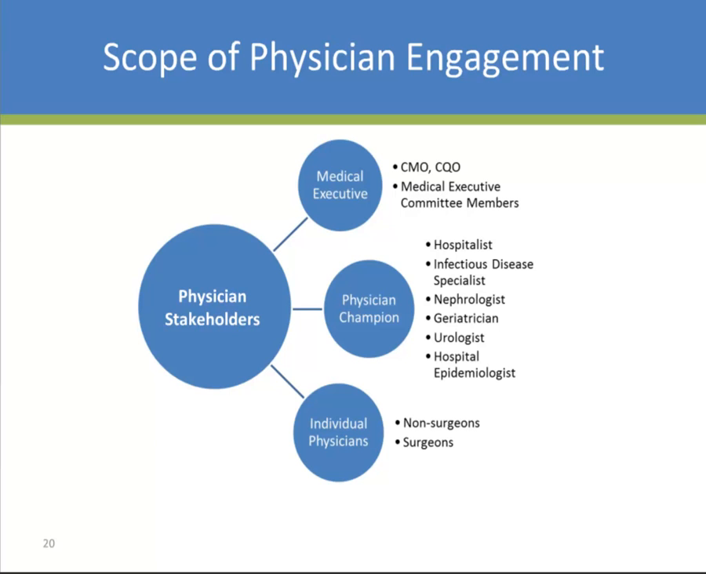So now let's look at the scope of physician engagement. There are three main types of physician stakeholders in the context of this project. The first is the medical executive, and this group consists of physicians who may be CMOs, DQOs, VPMAs, etc., as well as medical executive committee members such as the chair of medicine and surgery. Then we have the physician champions, who are, of course, the doctors with whom you'll work most closely within this project, and they can be a hospitalist, ID physician, urologist. And the third group are the individual clinicians, and we'll divide them into the non-surgeons and surgeons, and more to come on this particular taxonomy later in the presentation.